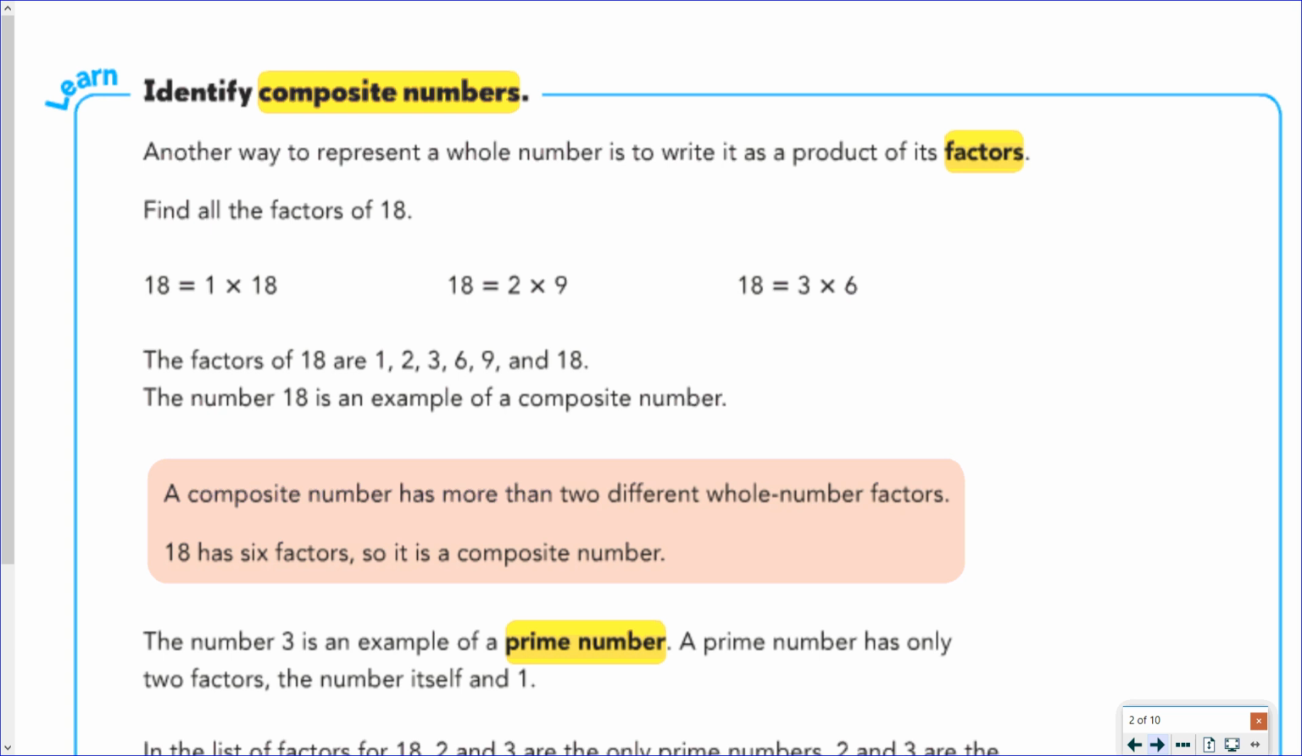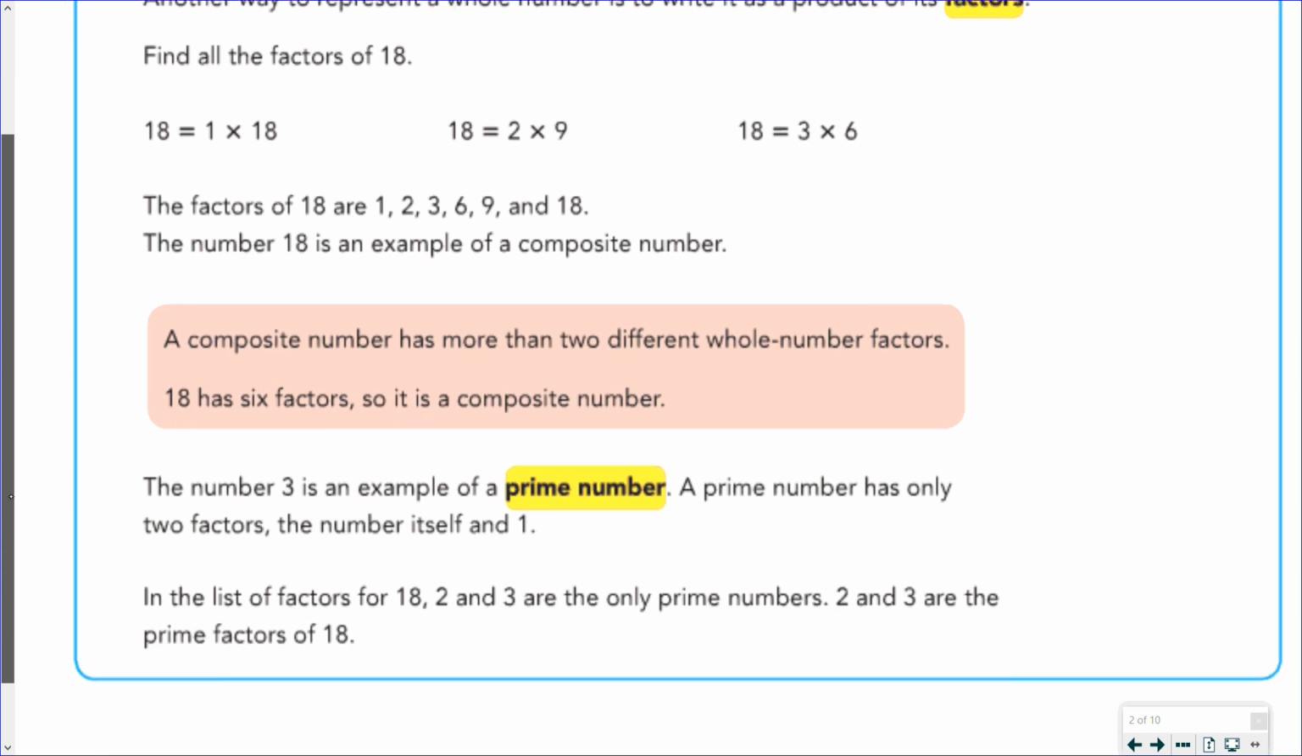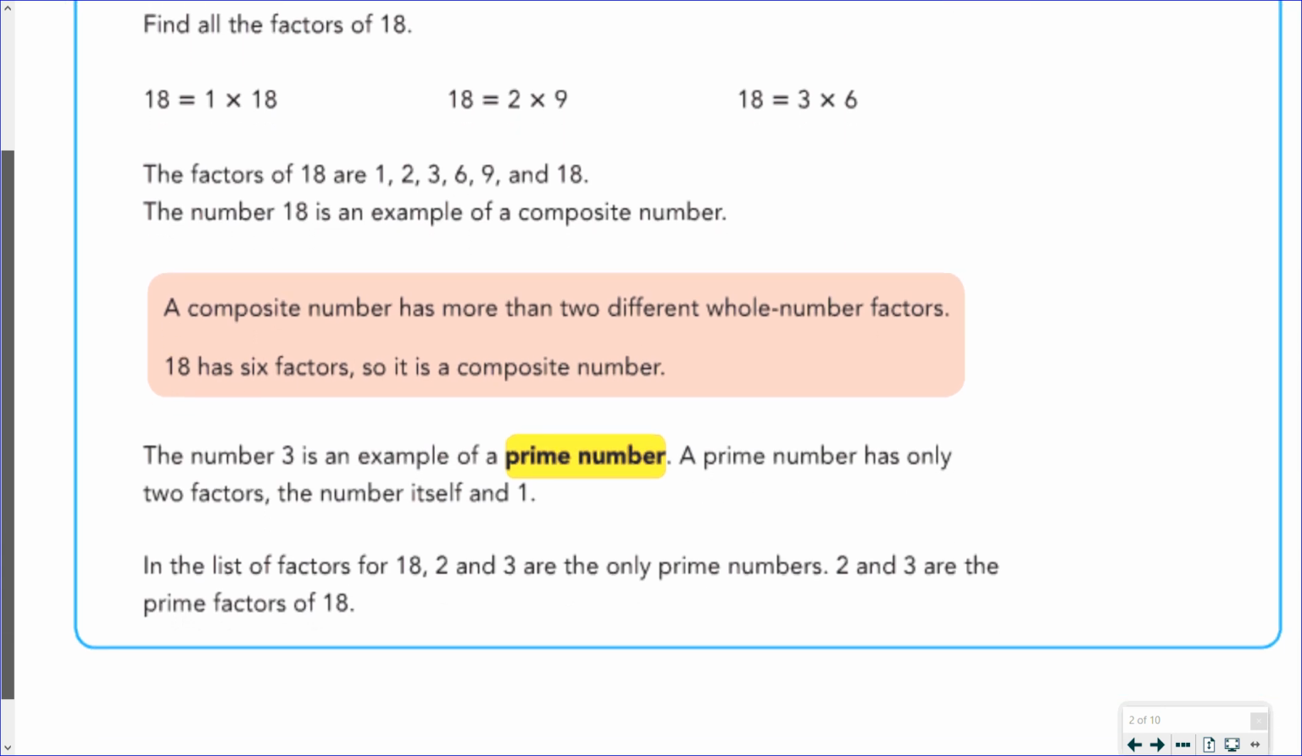So one pair of factors would be 1 and 18 because 1 times 18 is 18. And then 2 and 9 are factors because 2 times 9 is 18. And 3 and 6 are factors because 3 times 6 is 18. And this is something we'll be doing a little bit later this year. So that's kind of an introduction to what's coming up.